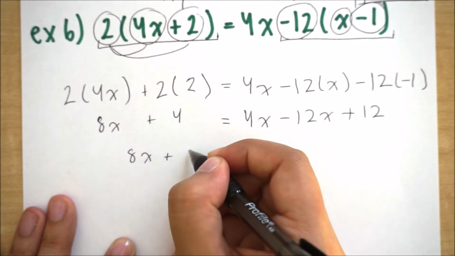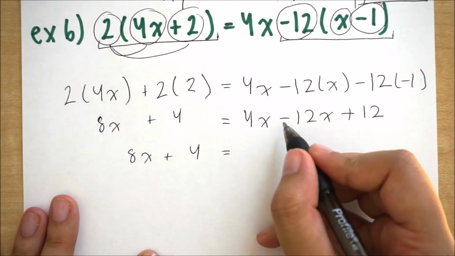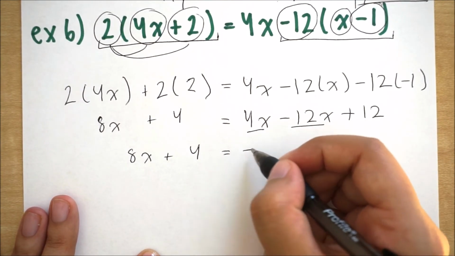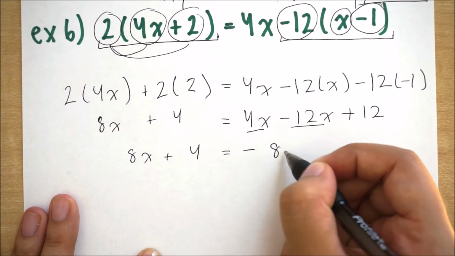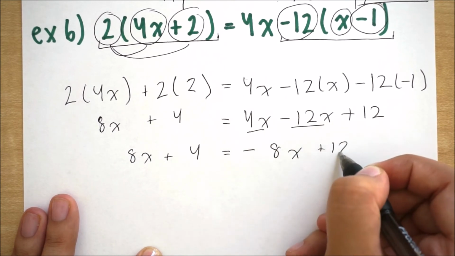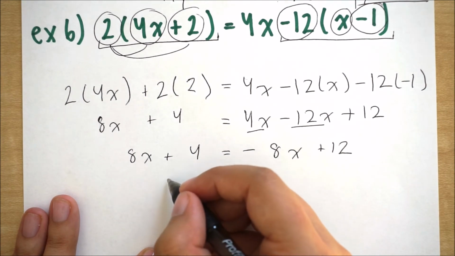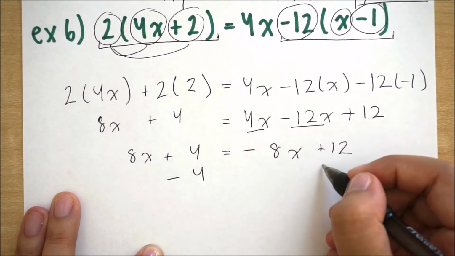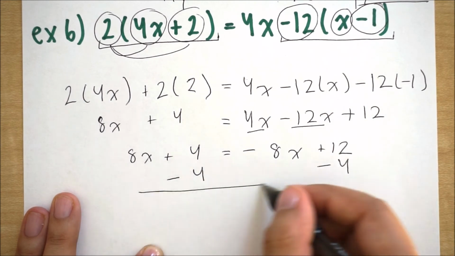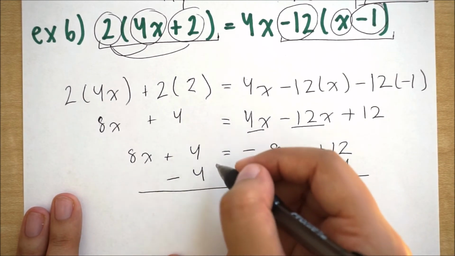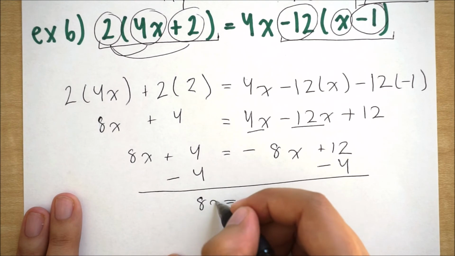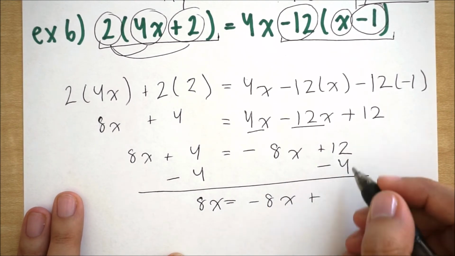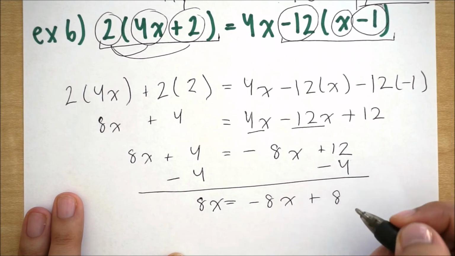And now we just have to combine the like terms on the right side. So 4x minus 12x, that's going to be equal to a negative number. So that'll be equal to negative 8x plus 12. Now we have something we've seen before. So let's go ahead and combine the like terms of 4 and 12. So let's subtract 4 on both sides. So we get rid of the 4 on the left. So on the left, we'll have 8x equals negative 8x plus 12 minus 4, which is equal to 8.